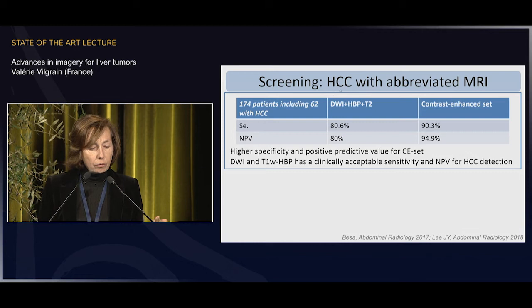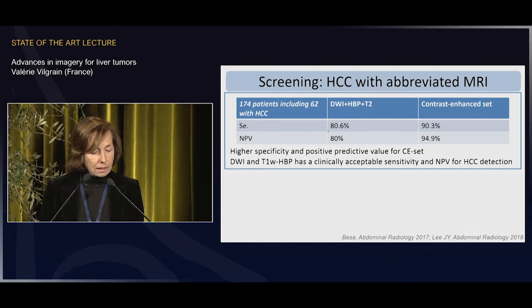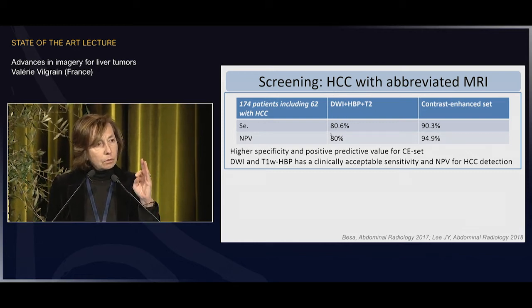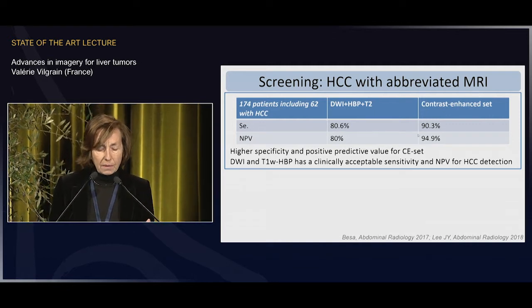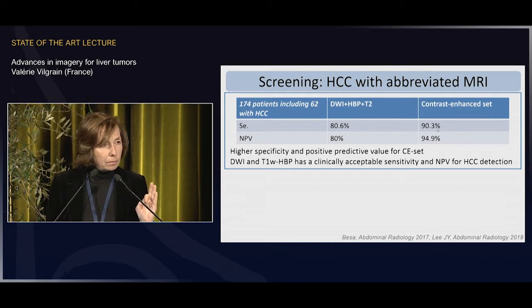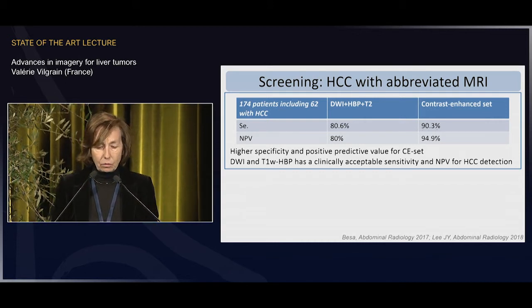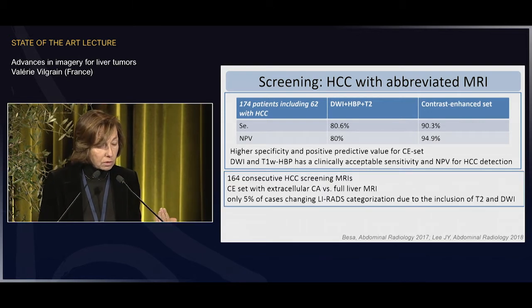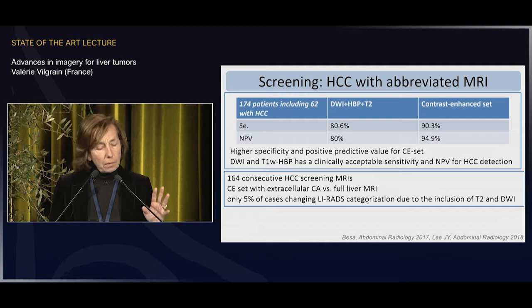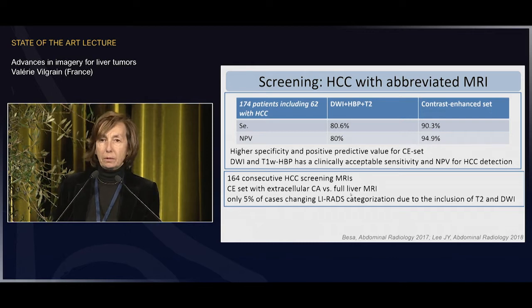Briefly, if we take the first scenario, that's not bad, but these are really preliminary results. We have to take them cautiously. They are comparable, just a bit less sensitive than the contrast enhanced. And the other scenario seems also to be interesting. Actually, there is not much change between this fast contrast enhanced set with extracellular versus full MR.